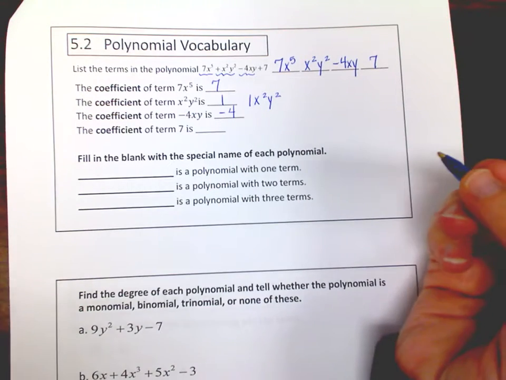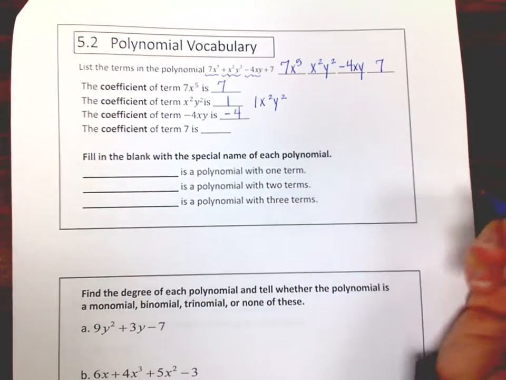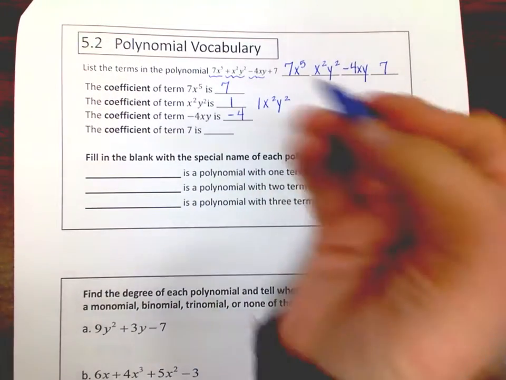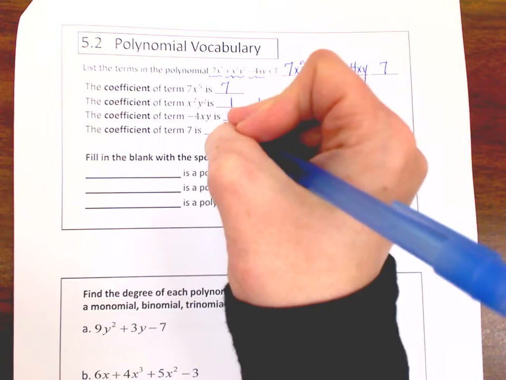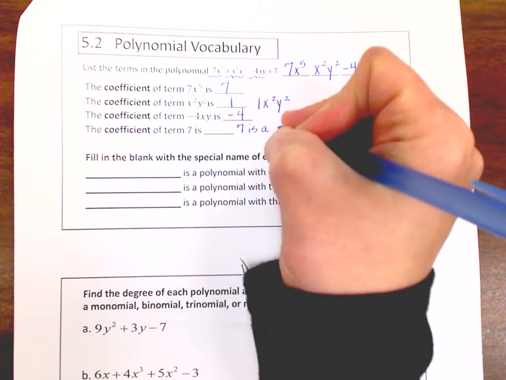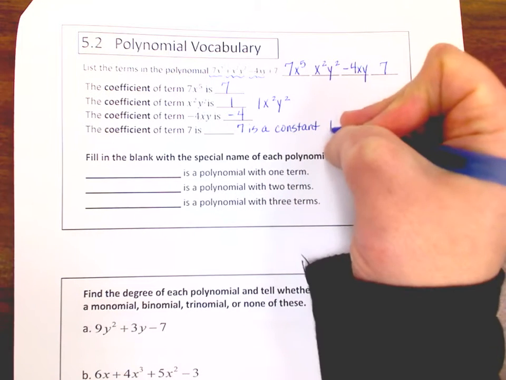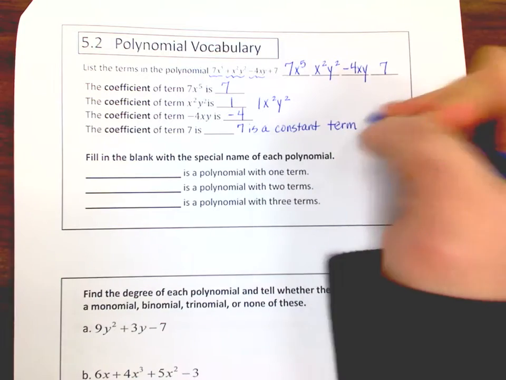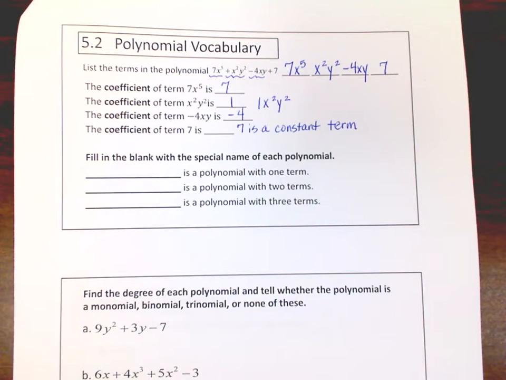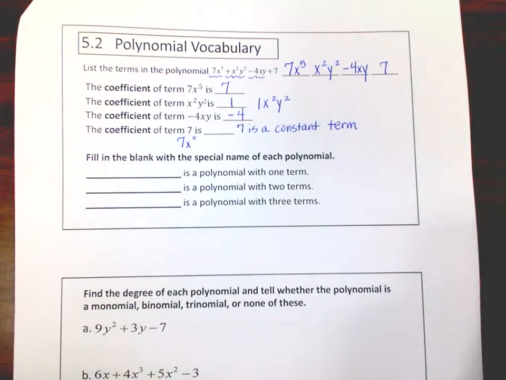And then the term 7 does not have a variable in it. So the term 7 is actually what we call a constant term. So we don't list a coefficient for that because 7 is a constant term. It does not have a variable. Now sometimes we think of this as 7 times x to the 0 power, but 7 itself is actually just a constant term.